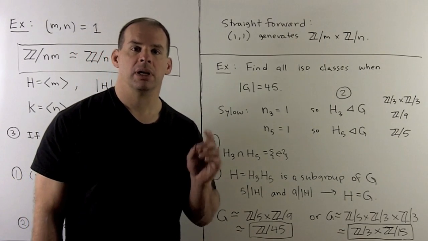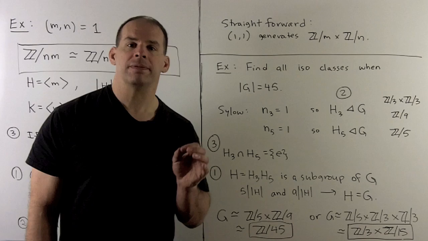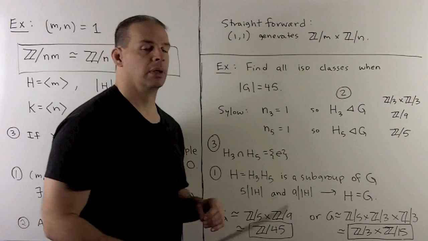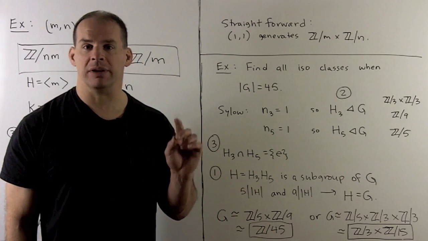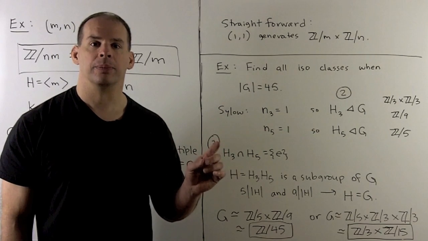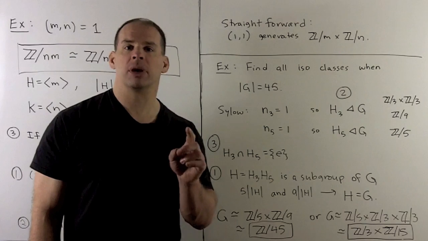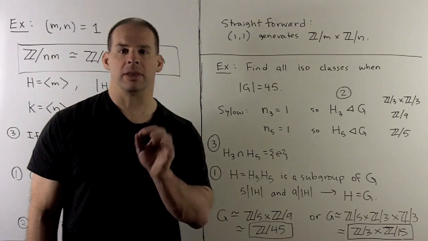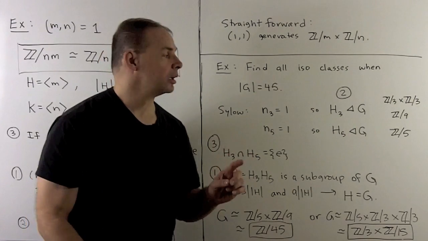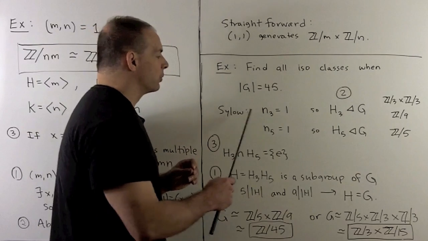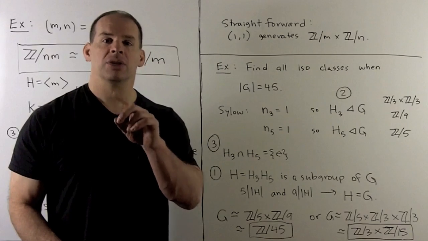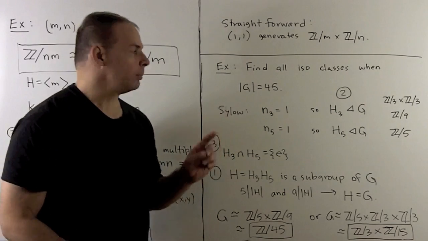For another example, let's use Sylow theory. We want to find all isomorphism classes of groups of order 45. Prime divisors of 45 are 3 and 5. Sylow theory guarantees subgroups of order 5 and 9. If we want to count the number of those subgroups, the rule is, the number divides the order of the group and is congruent to 1 mod the prime. So that means we have a unique Sylow 3 subgroup and a unique Sylow 5 subgroup. Because we have unique subgroups of a given order, they must be normal.